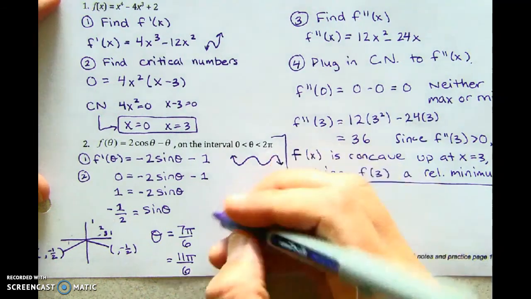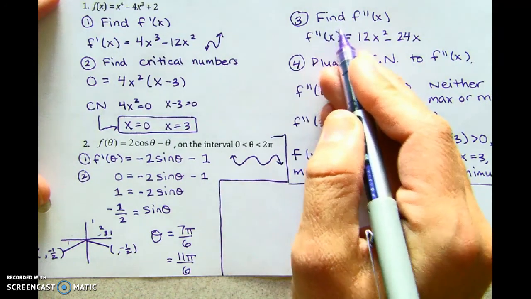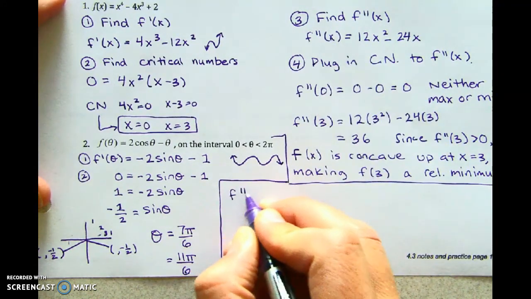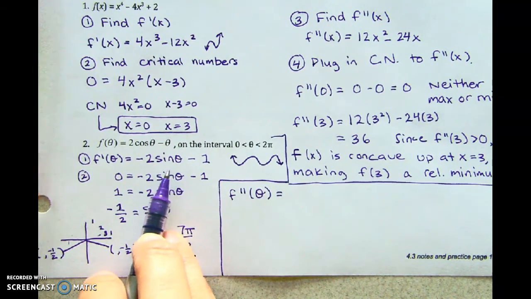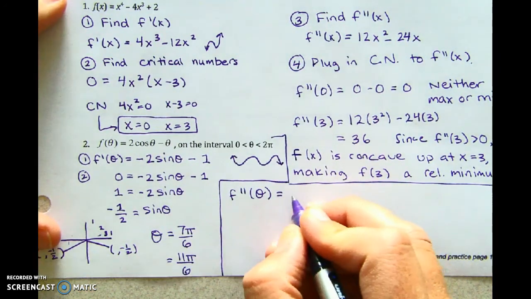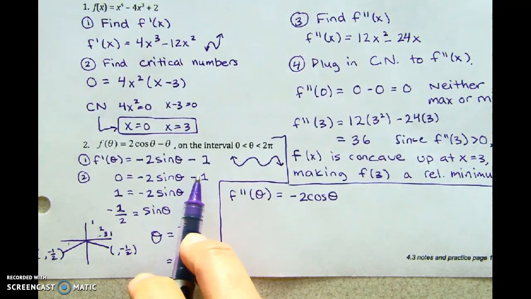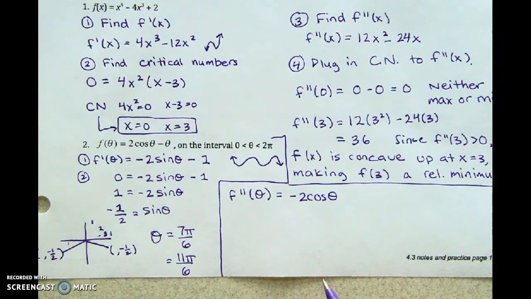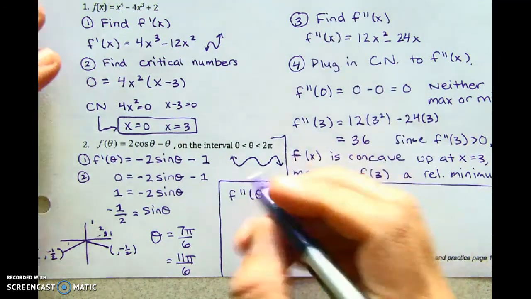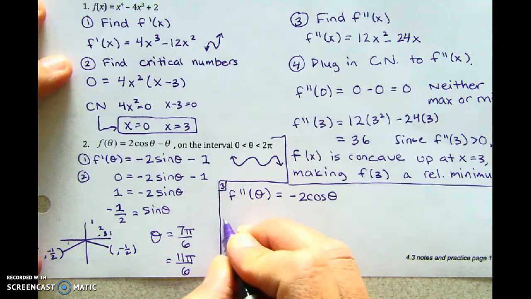What's step 3? Step 3 would be to, let's look up here at our notes, find the second derivative, okay? So the second derivative of theta, we have -2 sine. The derivative of sine is cosine. So we're going to keep it -2 cosine. And the derivative of -1 is 0. So here's our second derivative. Okay, that was step 3. What do we do next? Step 4, plug in the critical numbers to the second derivative.